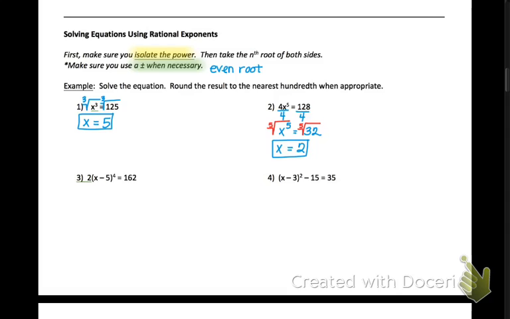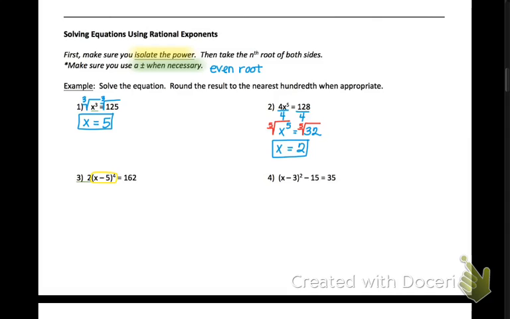So looking at example 3, we have 2 times the quantity x minus 5 to the 4th power equals 162. Now, what I want to point out to you specifically on this one is that when we say isolate the power, for this particular problem, the power is this entire quantity, x minus 5 to the 4th. You cannot distribute that 2. You cannot distribute the 4th power. That is absolutely not allowed. Remember, we never distribute exponents. So what we need to do then is undo that power. That basically frees up whatever's inside those parentheses for us to continue working.